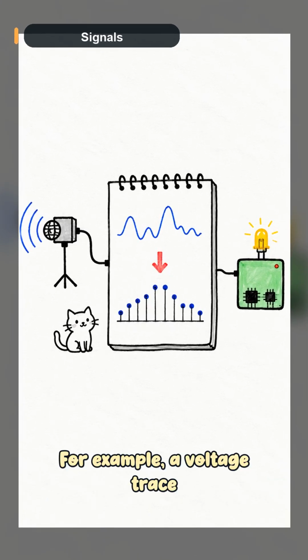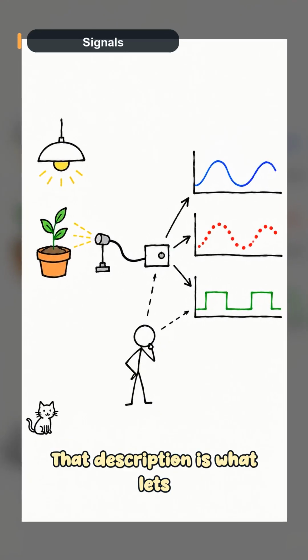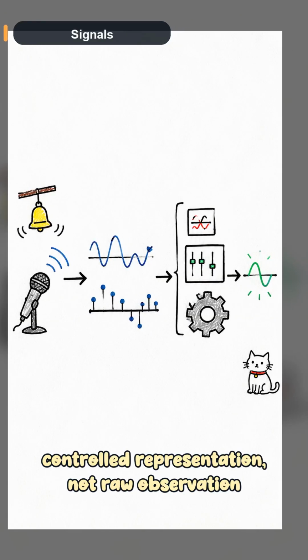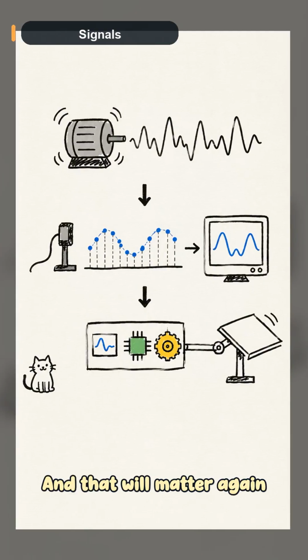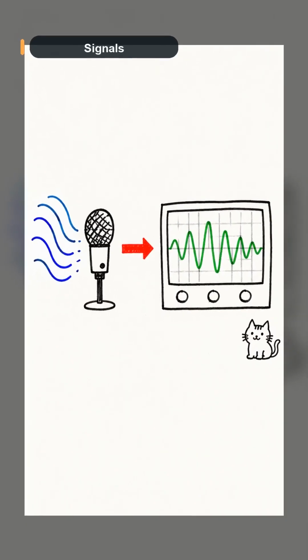For example, a voltage trace becomes data only after you decide how to describe it. That description is what lets later DSP tools operate correctly. So the big idea is controlled representation, not raw observation alone. And that will matter again when you connect this topic to the physical representation of signals.